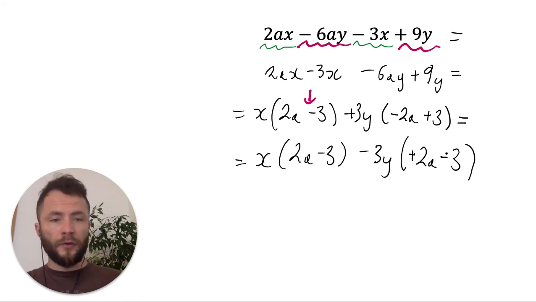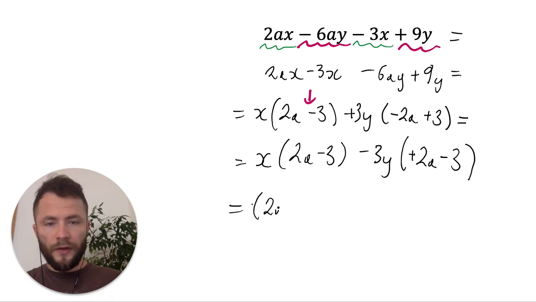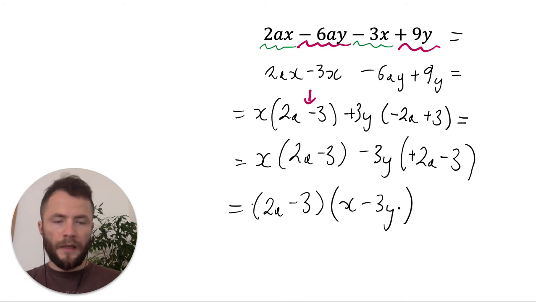Now if we compare the two brackets, they both look the same, which is quite nice. And then we can take the bracket out as a common factor and rewrite it as so: 2a minus 3, and open up the second bracket, x minus 3y. And that's my resulting factorized expression.